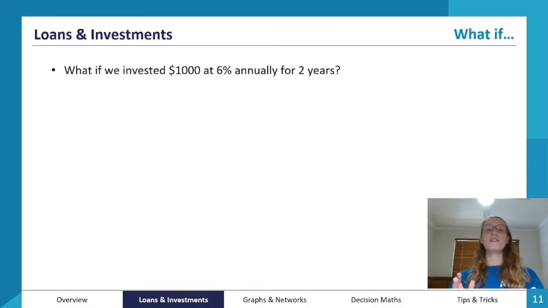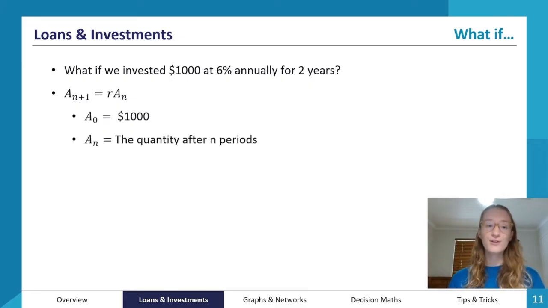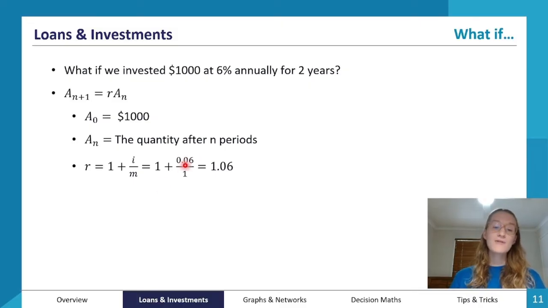But what if we invested $1,000 at 6% per annum for 2 years? So the difference here is that in our last question, we were looking at what if we invested at 5% per annum. But here we're asking, what if we invested at 6% per annum? So we'll do the same thing. We'll work out our formula. Our starting point is still $1,000. We still don't know AN. The goal is still to find out how much money we'll have after 2 years. But here R is a little bit different. Our decimal rate of interest is 0.06 instead of 0.05, because now we've got 6% per annum instead of 5% per annum.